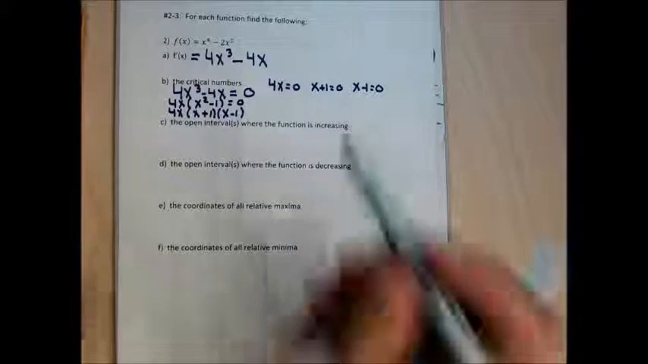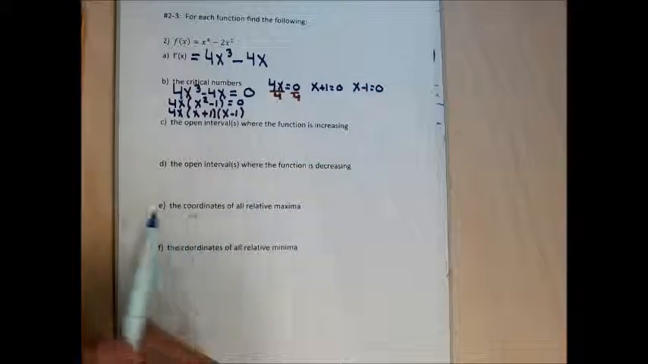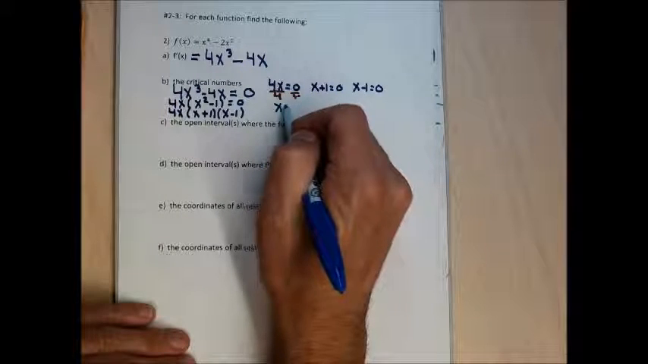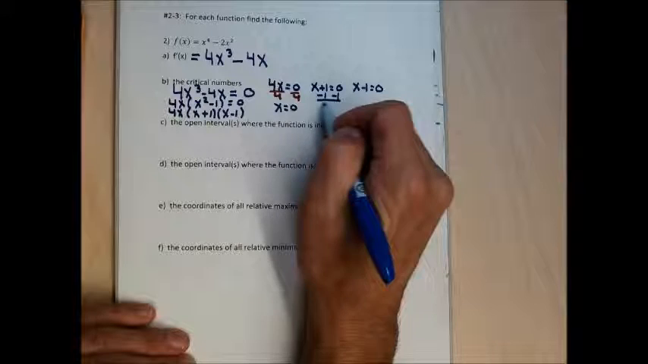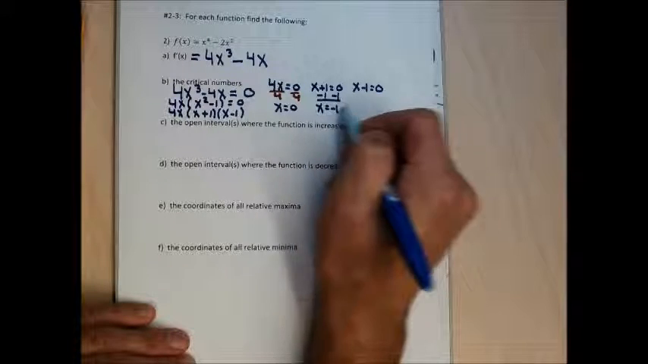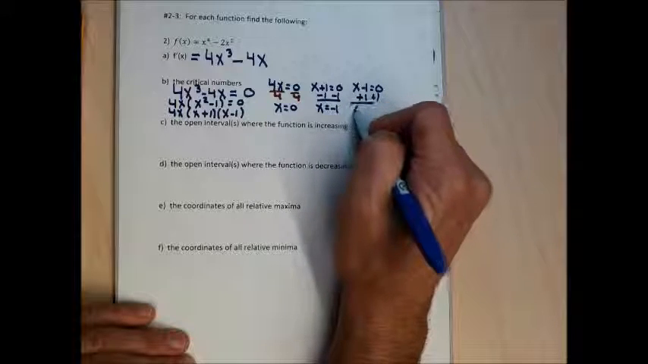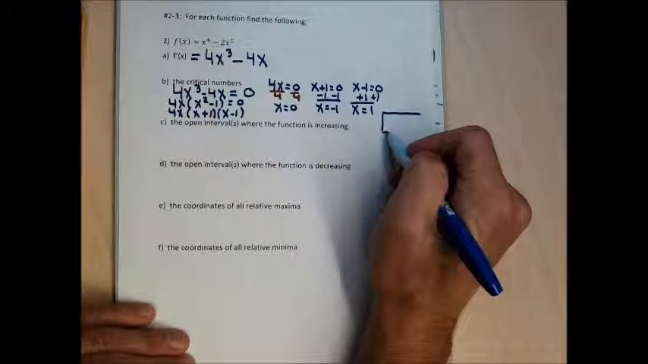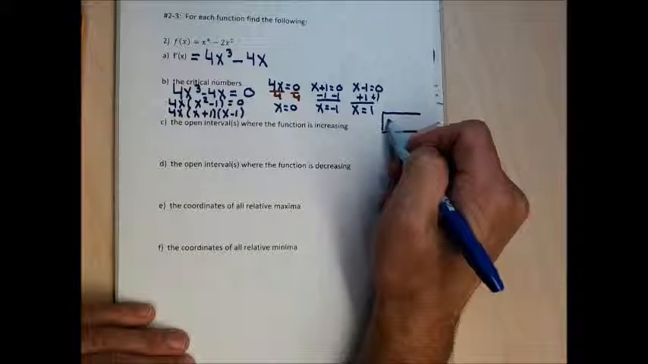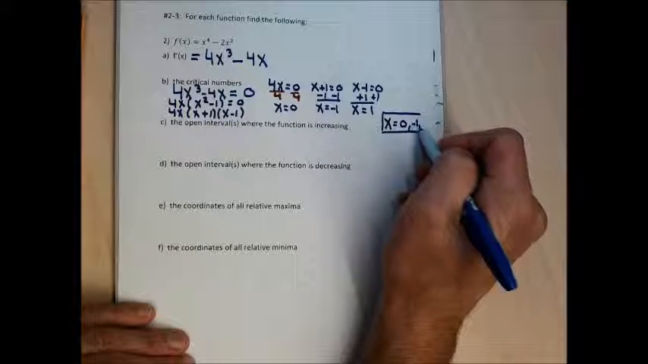For the 4x equal to 0, I'm going to divide both sides by 4 and get x equal to 0. For the x plus 1 equal to 0, I'm going to subtract 1 from both sides and get x equal to negative 1. And for the x minus 1, I'm going to add 1 to both sides and get x equal to positive 1. The answer I'm going to write for part B, the critical numbers are x equals 0, negative 1, and 1.